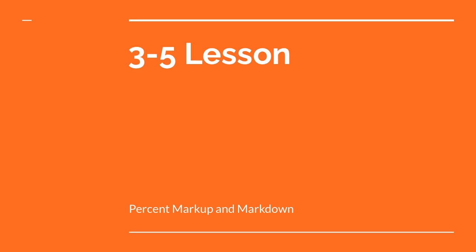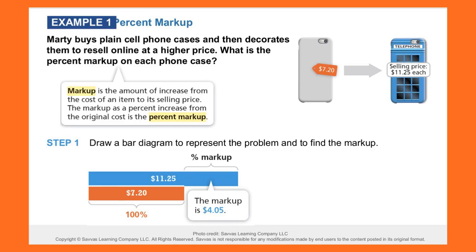This is lesson 3-5, % markup and markdown, and it starts on page 174. This is example number 1 on page 174. Marty buys plain cell phone cases and then decorates them to resell online at a higher price. What is the % markup on each phone case?